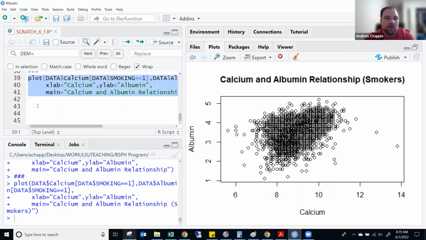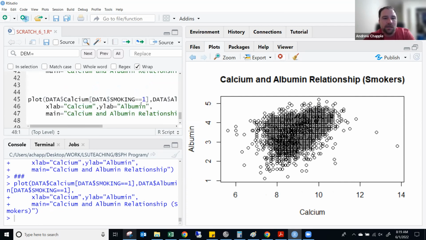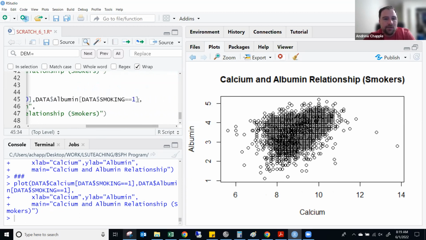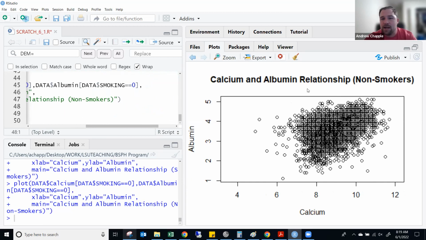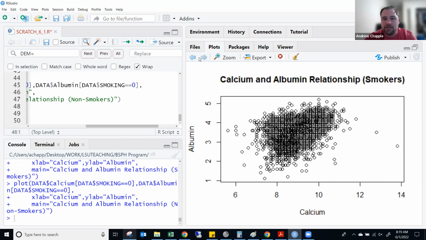And I can also do this plot for non-smokers pretty easily. I just have to change this to a 0, and I change this to a 0, and I'll just change the title here. So now it's non-smokers. And now I have a plot here of non-smokers. So I can look at these together.